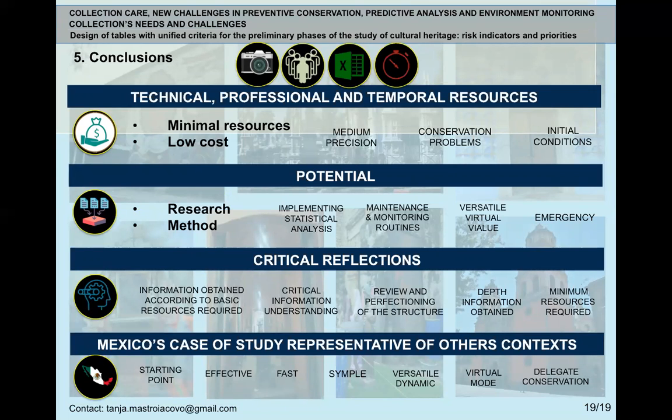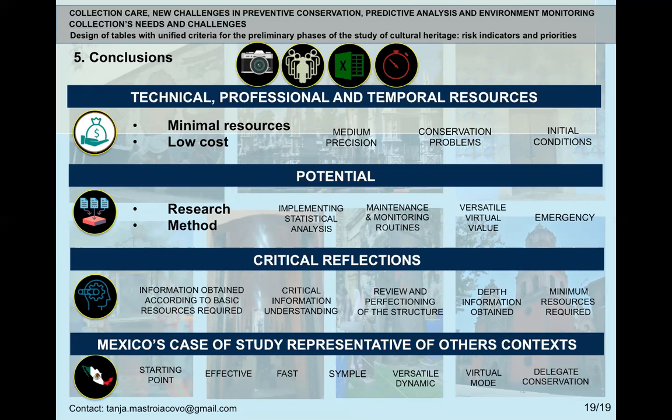In conclusion, in light of the presented experiences, we can affirm that the proposed strategy responded to the needs of minimal resource investment, providing data of medium precision, useful for the comprehension of the general and specific conservational problematic in each case study. The method, because of its characteristics, possesses the potential to give way to the implementation of statistical studies, thanks to the structure and values adopted as registration means.